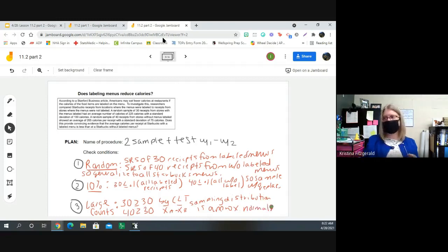Cool. Okay, so there's our plan step. Just make sure you do every condition twice. You have to do it for each group. And then our new name, just a t-test, but for 2 samples. Any questions on the plan step before we calculate stuff?